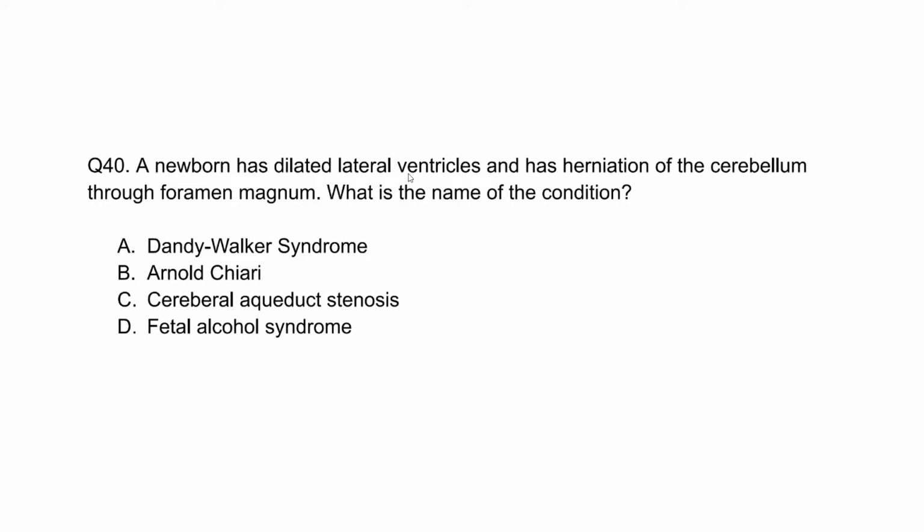So we have a newborn that has dilated lateral ventricles, and it has herniation of the cerebellum through the foramen magnum. What's the name of this condition? B? Yes, it's going to be Arnold-Chiari, which is the herniation of structures in the brain through the foramen magnum. Okay? A cerebral aqueduct stenosis would have dilated lateral ventricles, but it wouldn't quite show herniation like this. Fetal alcohol syndrome presents basically completely differently.